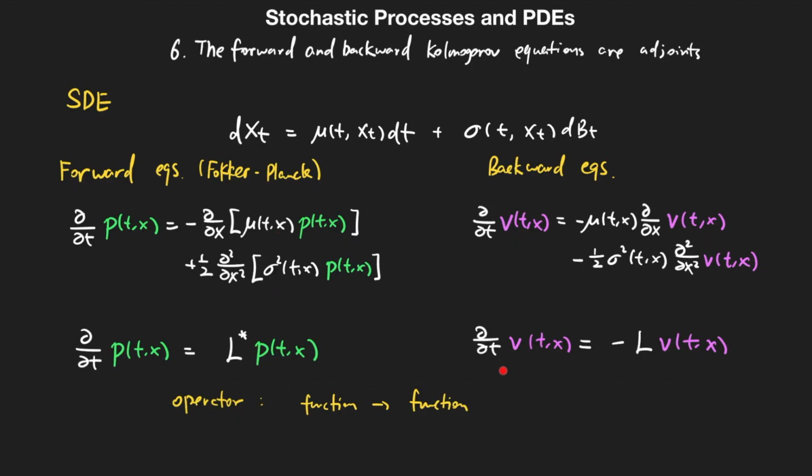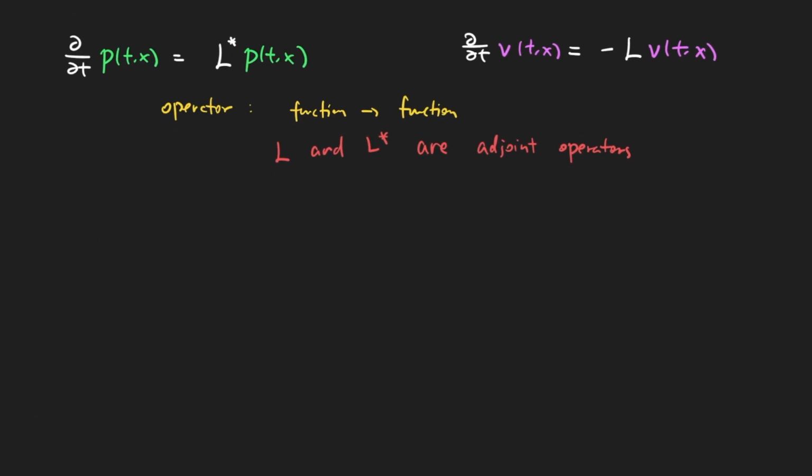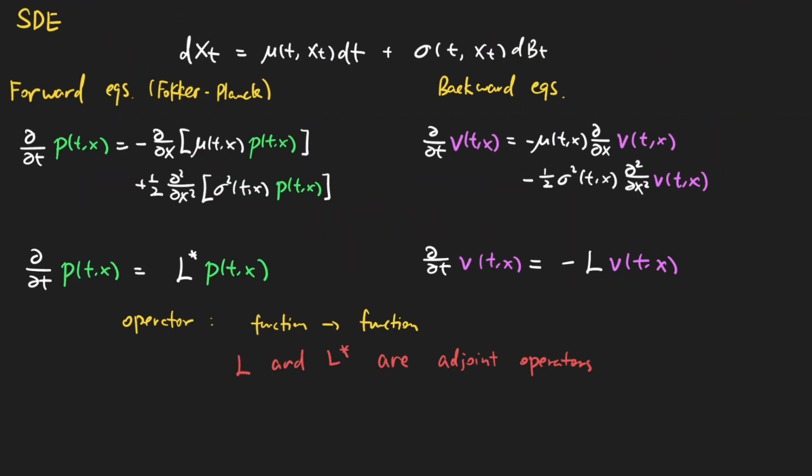And the same for the backward equation. We can write this PDE in a more compact way using the operator L. So the key connection between the two equations is that L and L star are adjoint operators. So adjoint operators are like matrix transpose. But here we need to think of how matrix transpose works in the inner product.